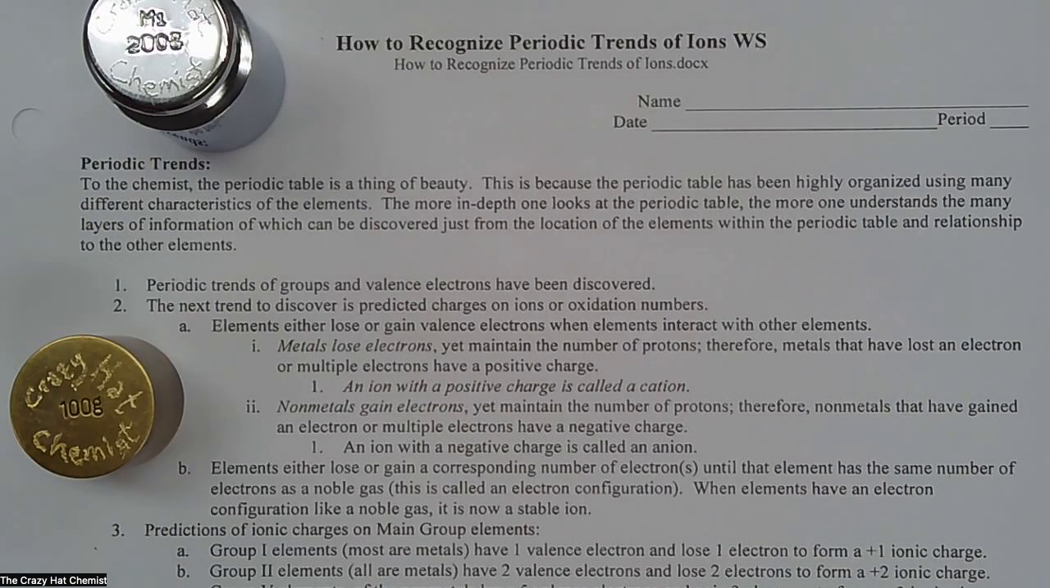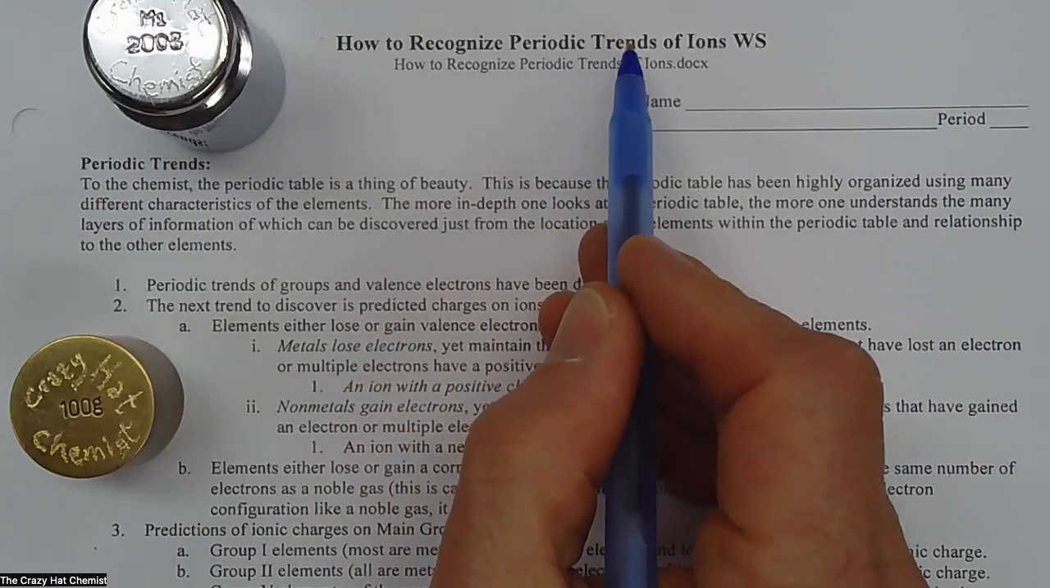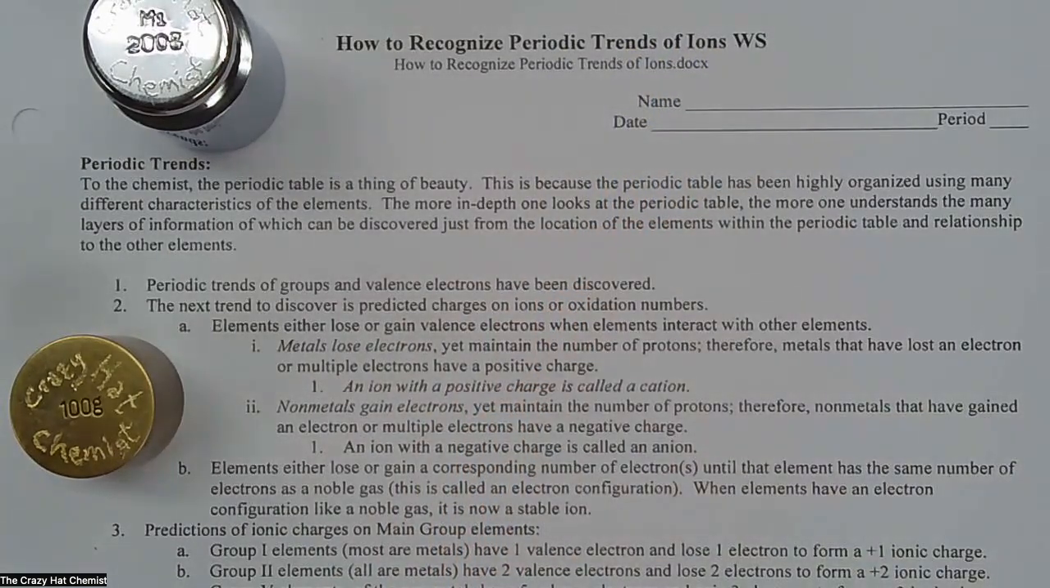Today, we're going to be covering how to recognize periodic trends of ions, and this is my worksheet that I designed. I already let you know that the periodic table is just a thing of beauty. This is going to be video number 5 of this series. And we're just going to keep on going because we're just having way too much fun with periodic trends. You know, periodically you'll hear a joke, at least you did on the last video. There was a periodic joke every now and then. All right, so here we go.